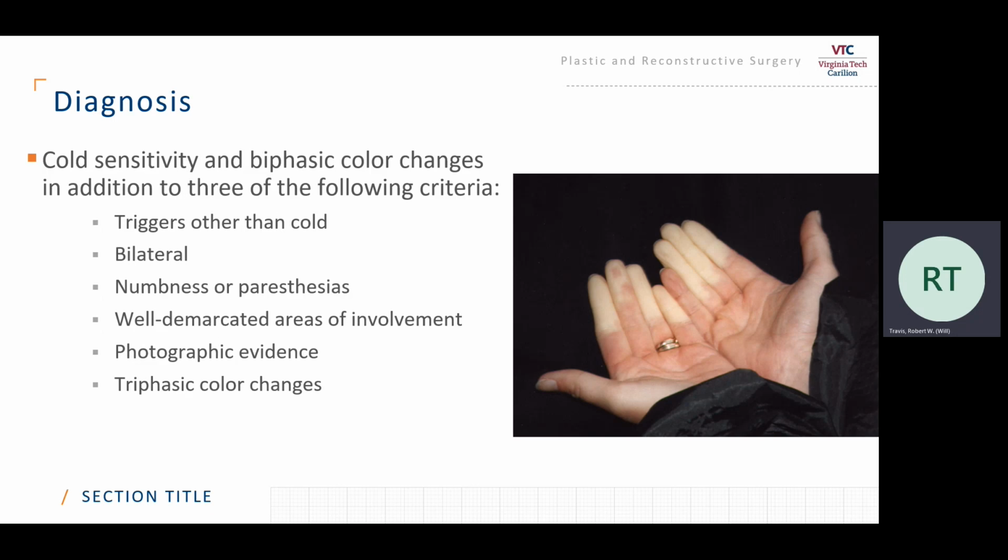For the diagnosis, these patients will have cold sensitivity and biphasic color changes in addition to 3 of the following criteria, which are triggers other than cold, bilateral symptoms, numbness or paresthesias, well-demarcated areas of involvement, photographic evidence, and triphasic color changes, which is well-demarcated pallor or white, which progresses to cyanosis, which is blue, and then lastly, reactive hyperemia, which is red upon reperfusion.